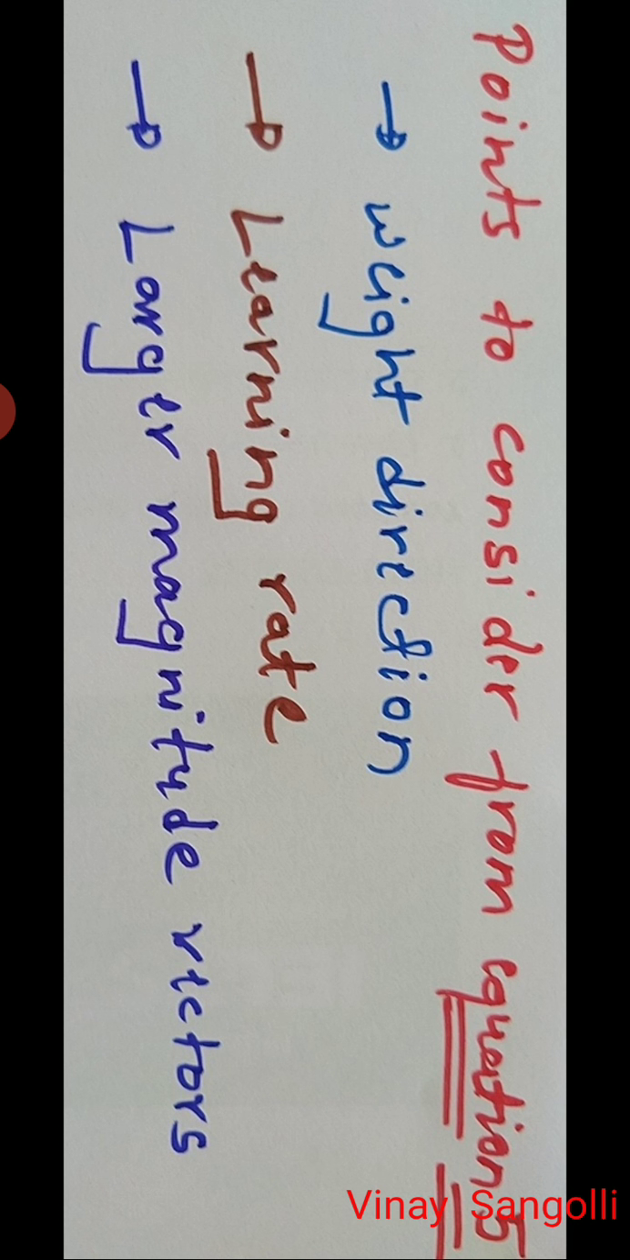The first thing is the weight direction. If you observe, the weight direction is also moving in the same direction as your input vector, that is x of k. The next point is the learning rate. The learning rate, if you observe, is scaled at every iteration. That is, as you increase the number of iterations, the learning rate is getting scaled. That's why we have written eta of k. And the third very important point is large magnitude vectors.